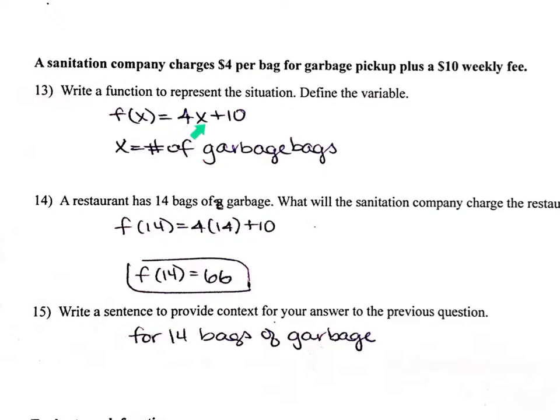So I'm going to do 4x plus 10, and then per is my rate word, so bags, that must be what the variable stands for. x stands for the number of garbage bags. They're asking me to solve for 14 garbage bags. What will they be charged? So I'm going to just do f of 14 and work that out.